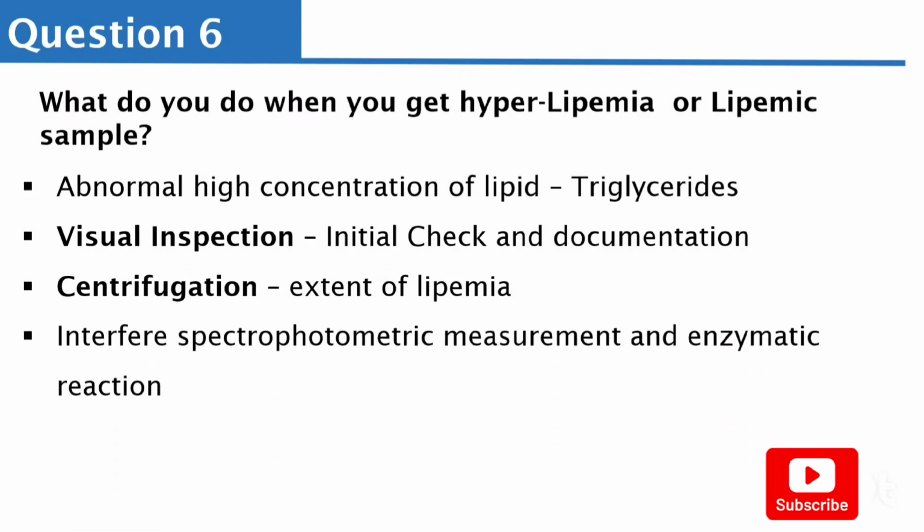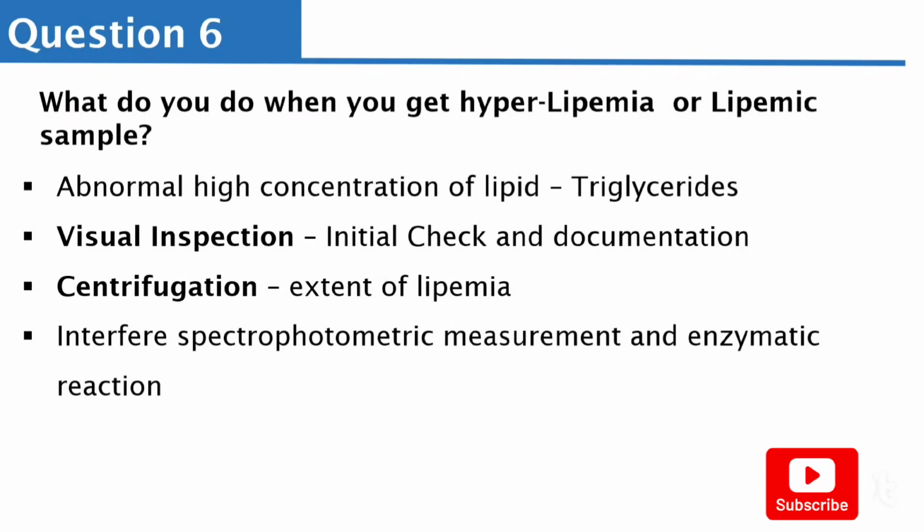Now, this is obviously going to interfere with the result. Why? Because in biochemistry, we use spectrophotometric measurement, or maybe enzymatic reaction. So this very lipid is going to interfere with that. It's going to form a kind of complex. It's going to affect the coloration, the color that is going to be produced, and that can give you a false result. It can also interfere with the enzyme reaction, and that can also affect the result. So whether you are using spectrophotometric techniques or enzymatic reaction techniques, it will affect the result.